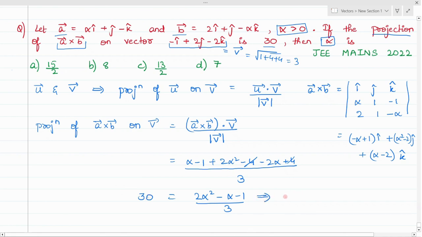And from here you will write it as 2 alpha square minus alpha minus 1 and minus 90 becomes minus 91 equal to 0. So when you simplify this, you will get alpha value as 7 or minus 13 by 2. But in the question it is told alpha is greater than 0. So the final answer will be 7. So 7 is the required answer to this question.